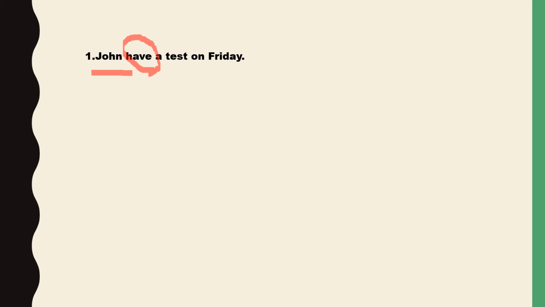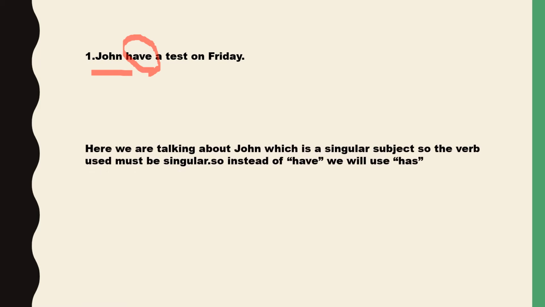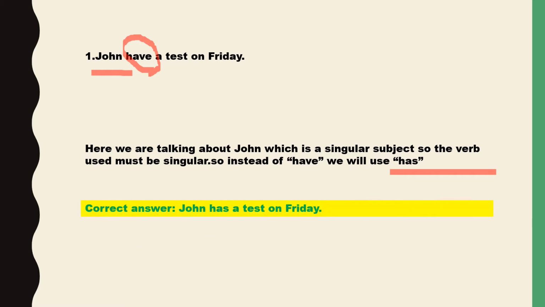Yes, because John is a singular subject, you can't use have. So here we are talking about John, which is a singular subject, so the verb used must be singular. Instead of have, we will use has. So how will you correct the sentence? The correct sentence would be John has a test on Friday. Agreed? Yes. So we are done with the first sentence. Easily you have spotted it, as we have applied our rule of subject verb agreement: if the subject is singular, the verb is singular.